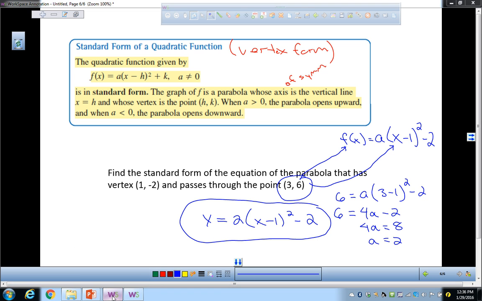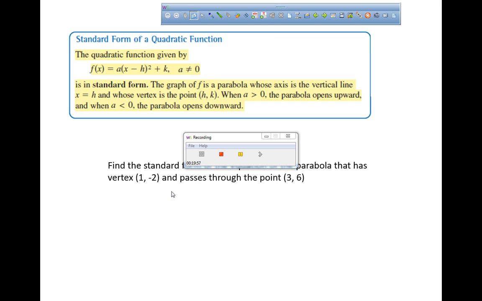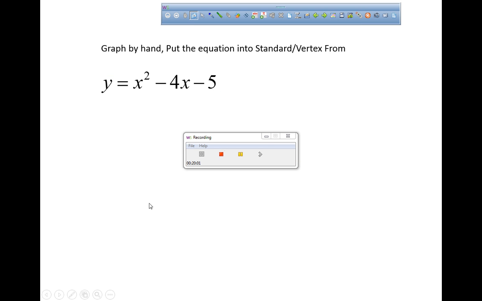Okay, am I going too fast? Oh, come on, we gotta get through it. We gotta get serious here, okay? Let's go on to the next thing, okay?